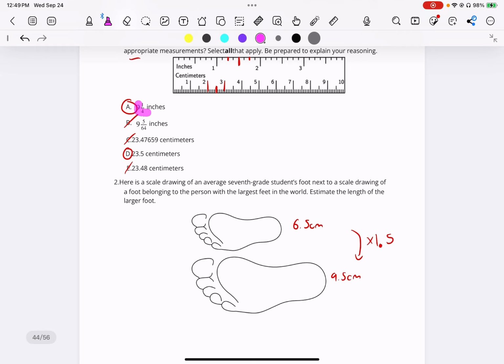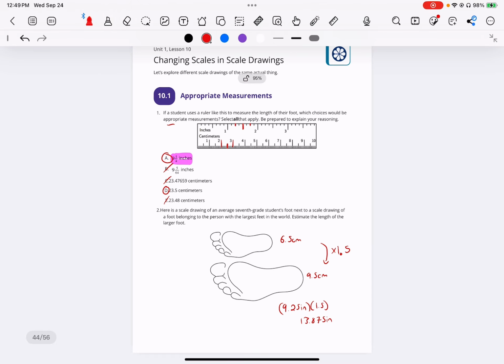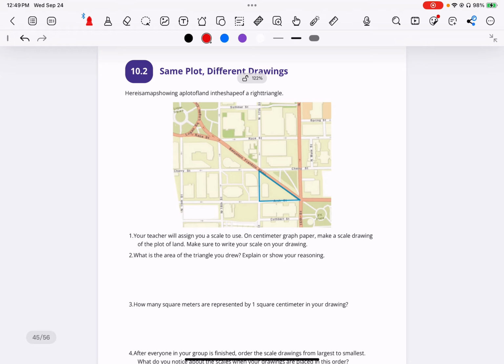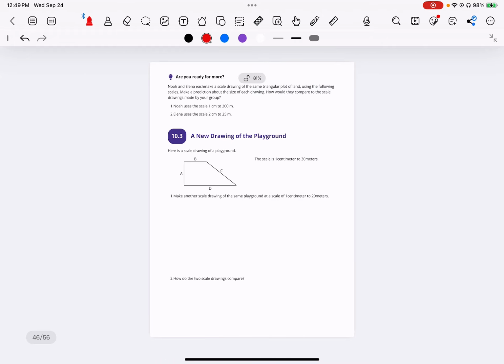And based on our numbers up here, we know that the 7th grader's foot is 9.25 inches. And if we're multiplying that by 1.5, because it's 1.5 times larger, we would have 13.875 inches. So the world's longest foot would be about 13.875 inches. With this drawing, we completed this one in class, so we're not going to do it now.